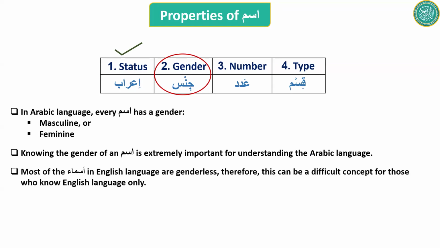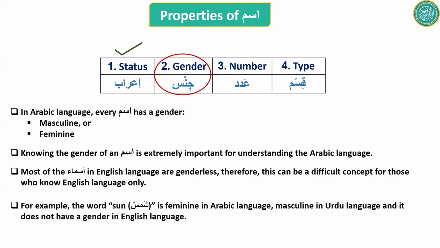That's a general statement. Asma is just the plural of the word ism. Most of the ism in the English language are genderless. Therefore, if you just know English and don't know any other language, it may be a difficult concept for you. For example, table has a gender in Arabic. Cup has a gender. Chair has a gender. In English, these things don't have a gender.